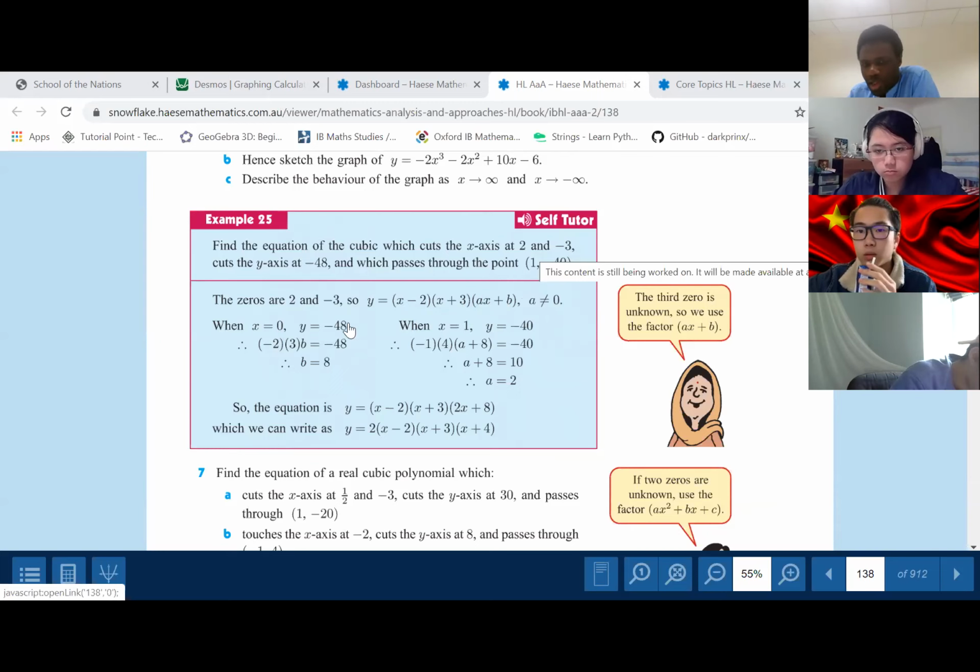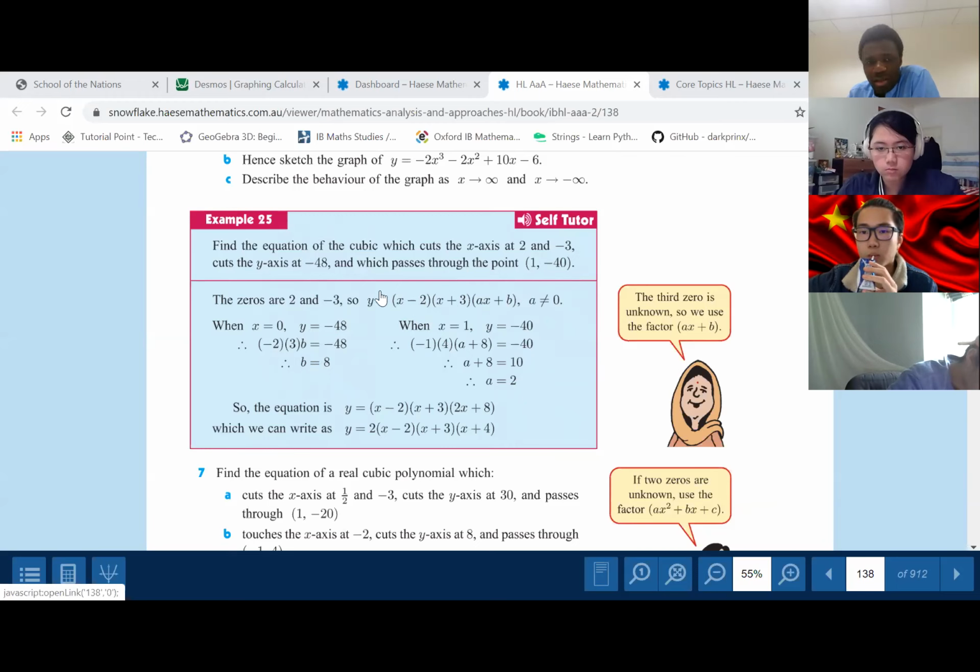So when x is 0, y is -48. When x is 0, with this condition, you get b to be 8. So when b is 8, now everything becomes (x - 2)(x + 3)(ax + 8). But you still need to figure out what a is. All right? Okay, so when x is 1, y is -40. So when you substitute x is 1, y is -40 in everything, you get a to be equal to 2.